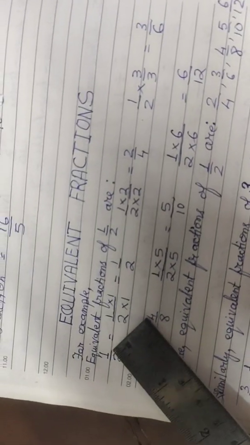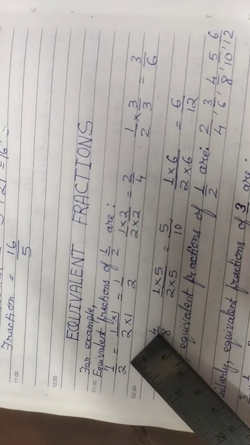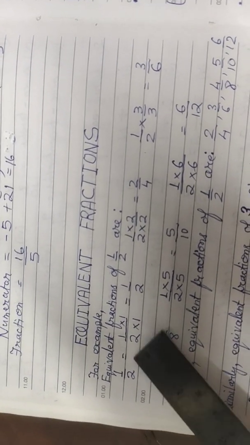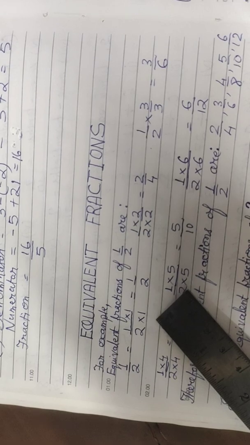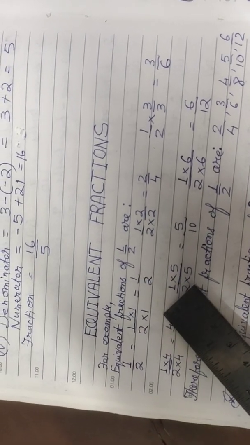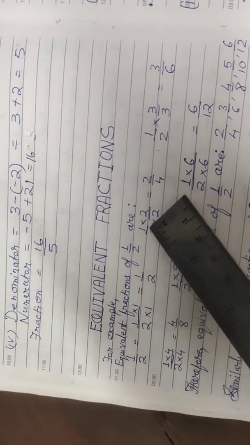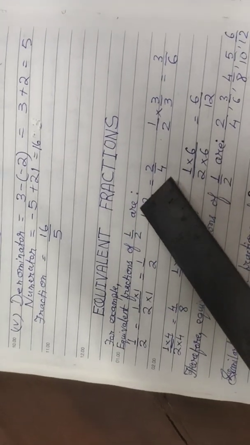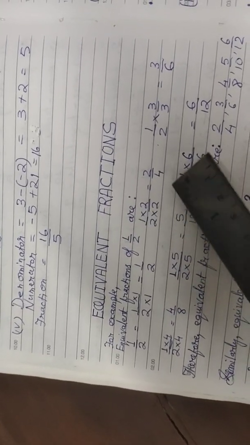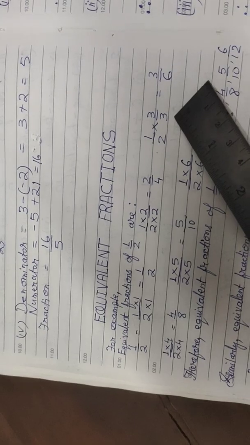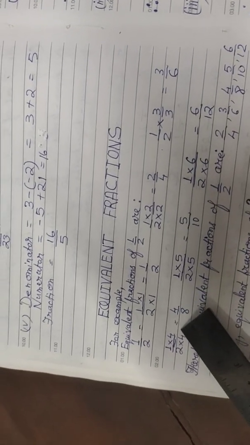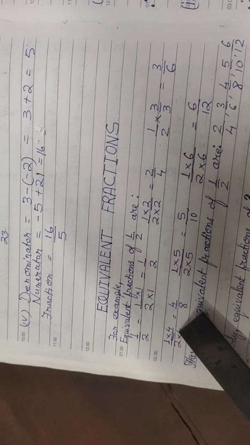The process is the same base fraction or the same original fraction, both the numerator and denominator we multiply with the same factor. If I am multiplying with 1, then both with 1. If I am multiplying with 2, then both numerator and denominator with 2. If with 3, then both numerator and denominator with 3. If with 4, then both numerator and denominator with 4.